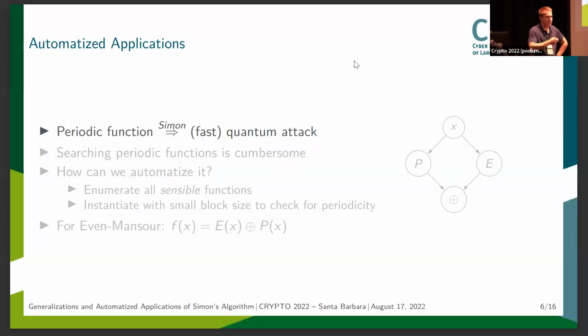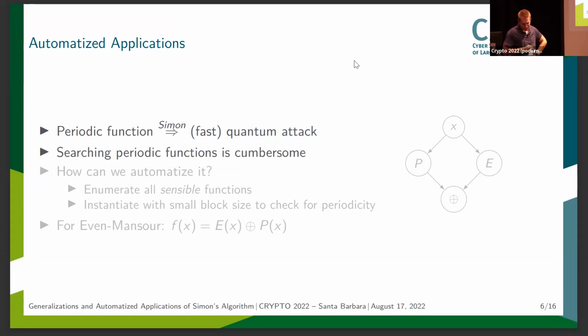Like I just said, once we have a periodic function, you can just use Simon's algorithm to recover the period, and then maybe the period just depends on the secrets and can be used for a distinguisher, or maybe the period is the secret key or something. Then we can also build key recovery attacks. And the important point is that these attacks will be fast in the sense that we will only need a polynomial amount of quantum queries, in contrast to, let's say, Grover's algorithm, where we still need an exponential amount of queries.